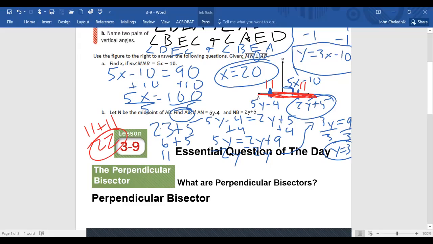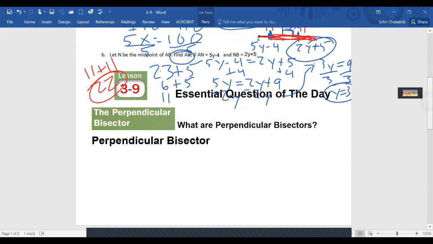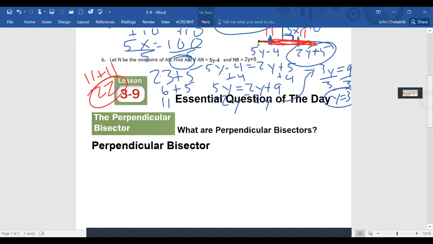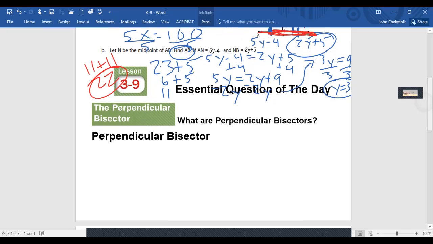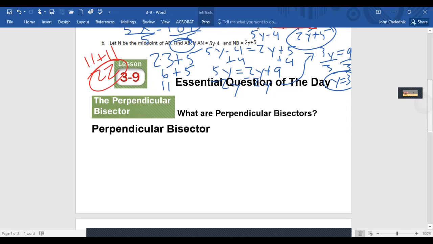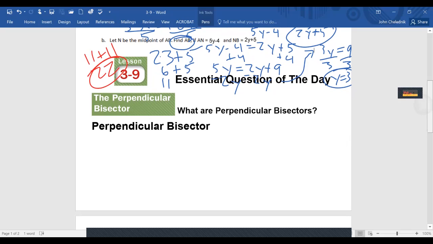There's your final answer. We're finally done being warmed up. Finally warmed up, I guess is how you would say that. So we're going to learn lesson 3.9, the perpendicular bisector. And the essential question of the day is, what are perpendicular bisectors?